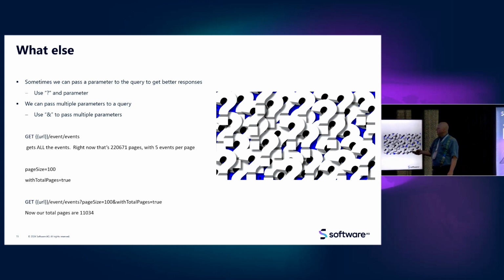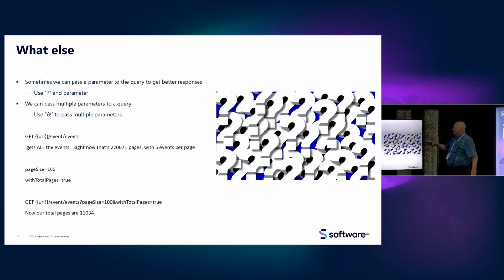So we start out getting events. That gets all the events, and at the time I wrote this, that was 220,000 pages with 5 events per page. That's a lot of events. And quite frankly, if I'm looking for a specific event, that's a lot to slog through to find what I'm looking for. So I need to trim that down before I start doing things with it.